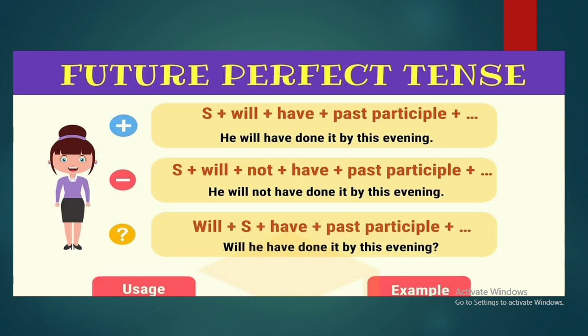How do we make negative? Yeah, we add not to will. So, he will not have done it by this evening. How do we make a question? We use will as a helping verb.